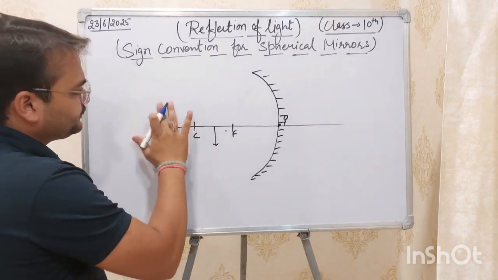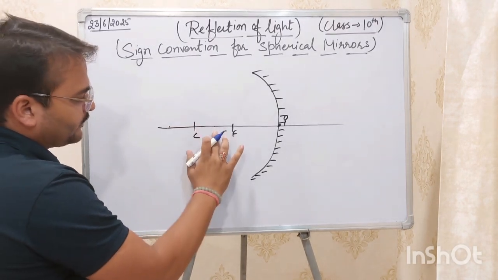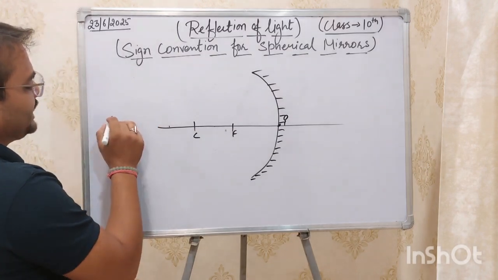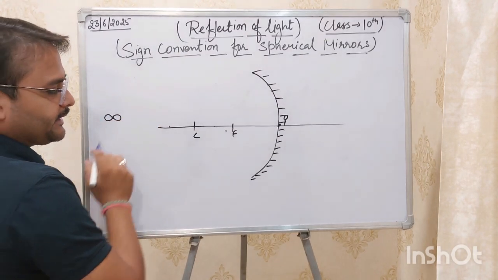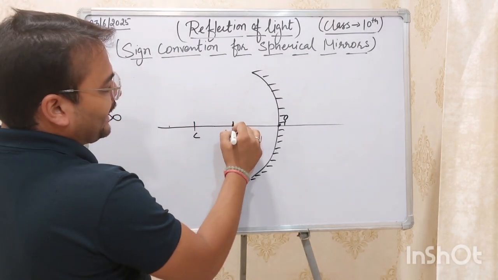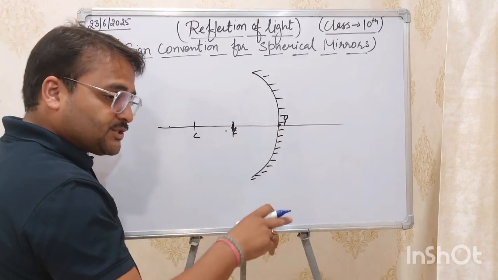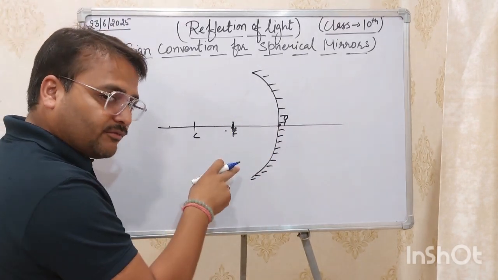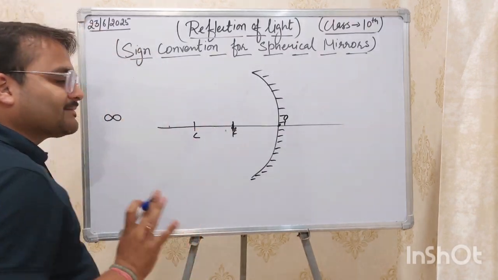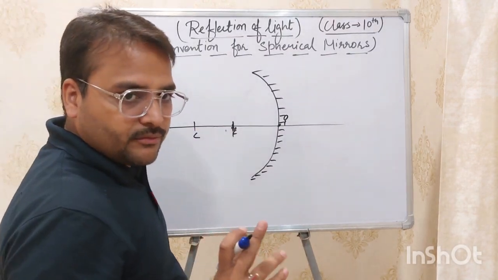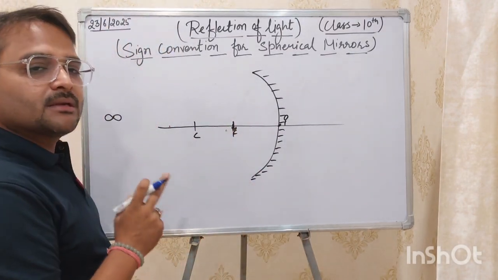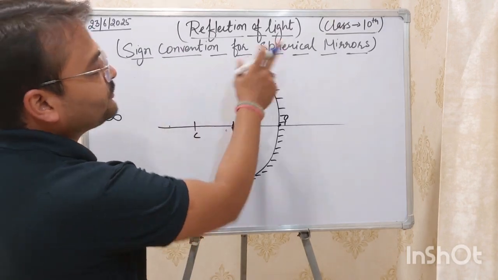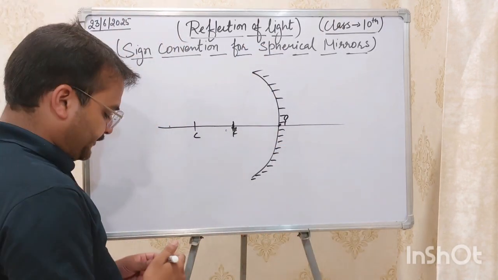And at last, if we are placing the object at infinity, then the image is going to be formed at focus, highly diminished, very small in size. And the second thing, the image location is at focus. So these are the 6 cases which I have recalled here, which is very important to understand the concept of sign convention for the concave spherical mirror.